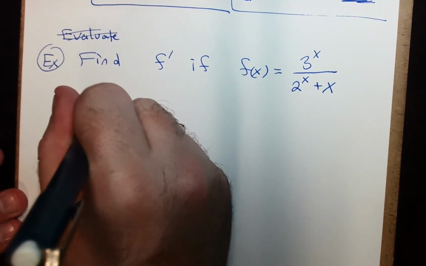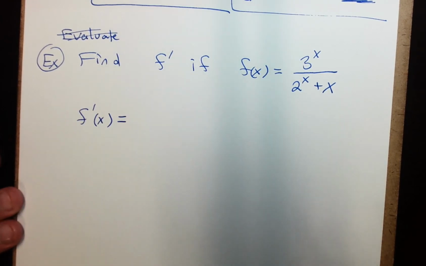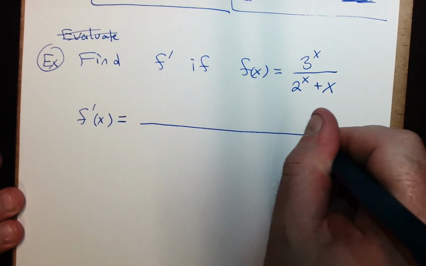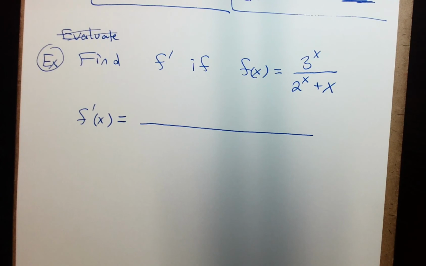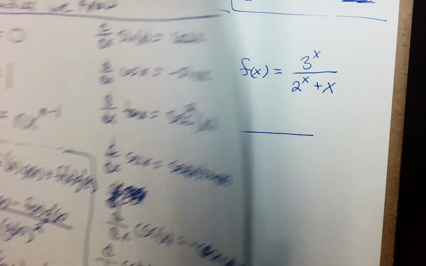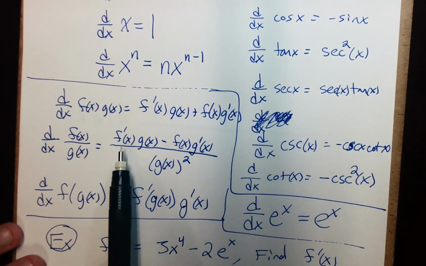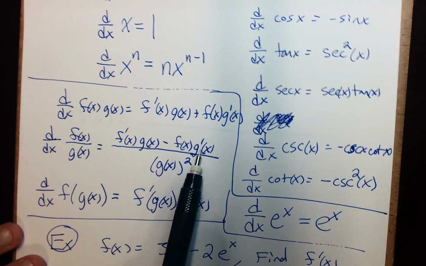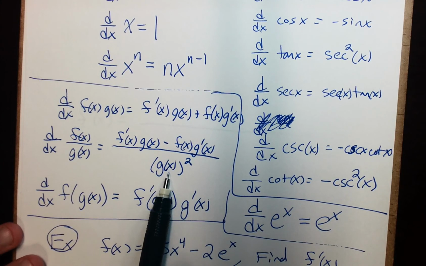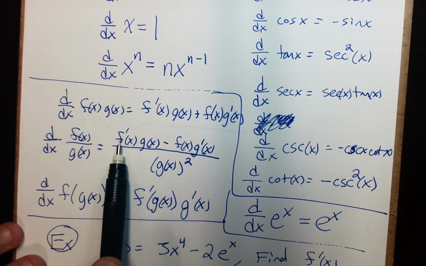I'm just going to say find, sorry. Example. Find f prime if f of x equals 3 to the x over 2 to the x plus x. Okay, so this is going to be a pretty complicated one.